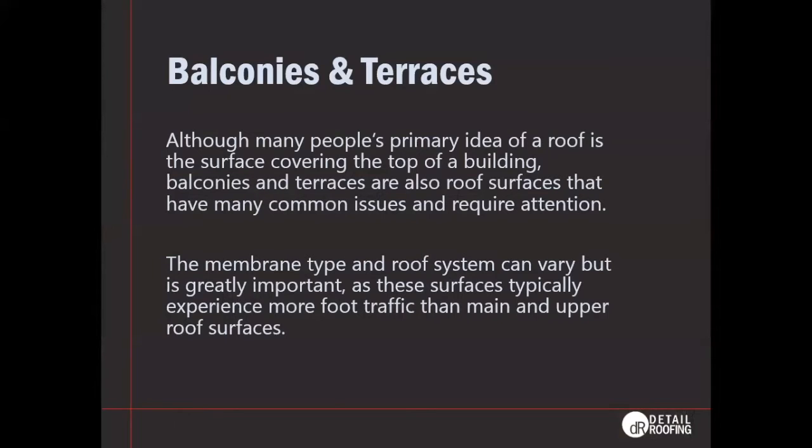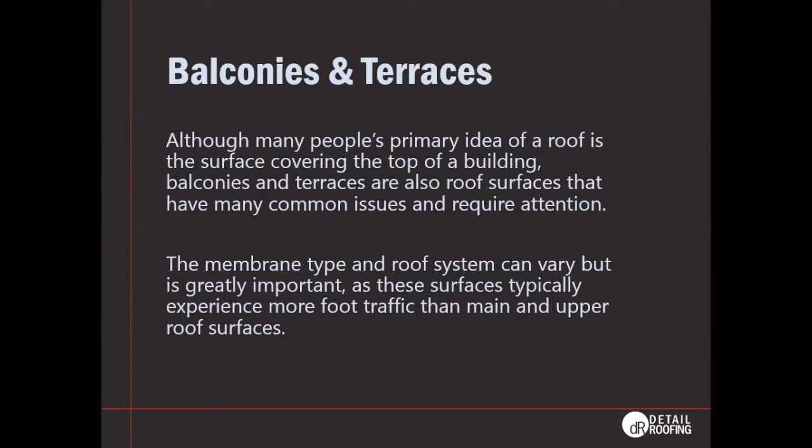All right, so starting off with balconies and terraces, a lot of people may primarily think of the surface covering the very top of the building as the roof surface. However, these areas, balconies and terraces, are also roof surfaces and have many common issues that require attention. The membrane type and roof system can vary on balconies and terraces, but is really important, especially because these areas tend to experience a lot more foot traffic than the upper and main roof surfaces.